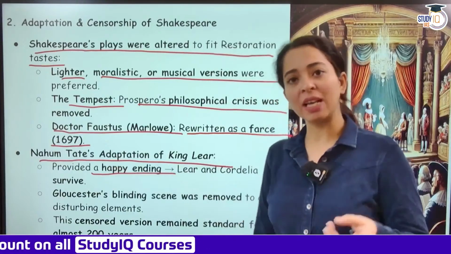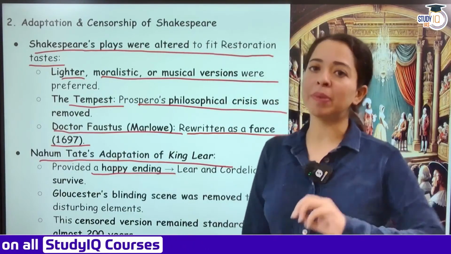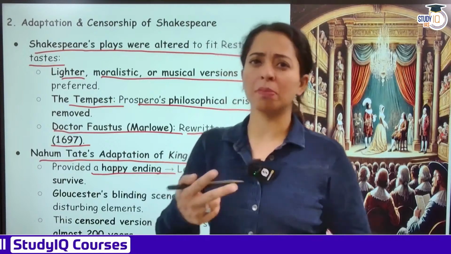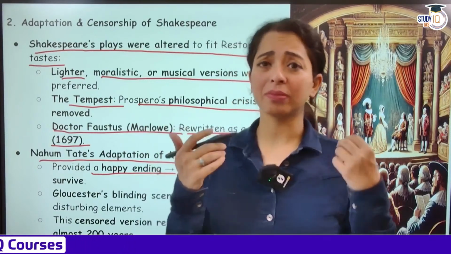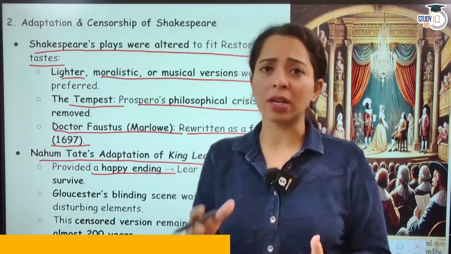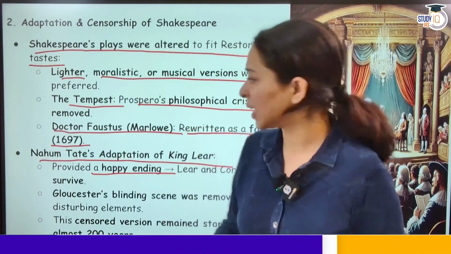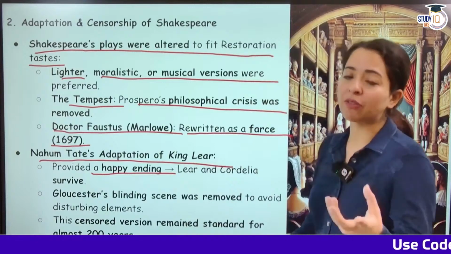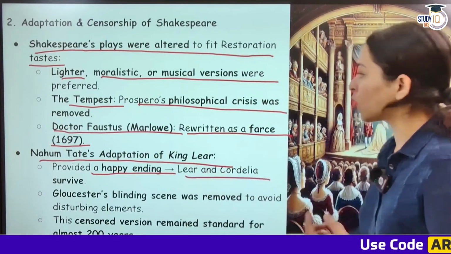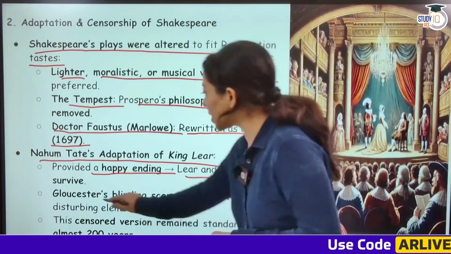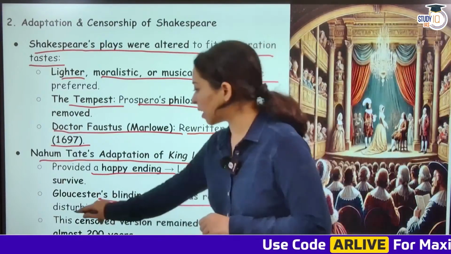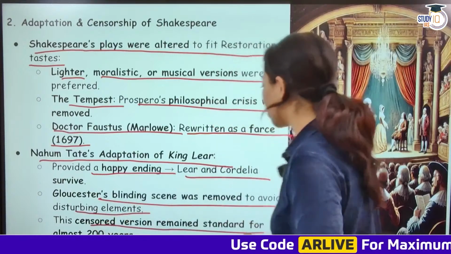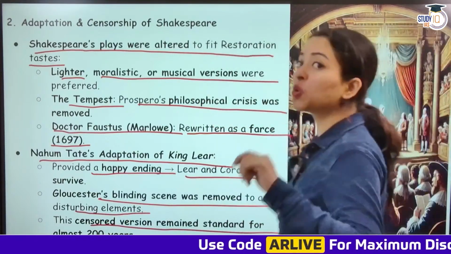Okay, so in King Lear, he had 3 daughters. 2 of the daughters ditch him and betray him very badly. So that was converted to a happy ending. Lear and Cordelia survive, and Gloucester's blinding scene was removed to avoid the disturbing elements. And this censored version remained standard for almost 200 years.